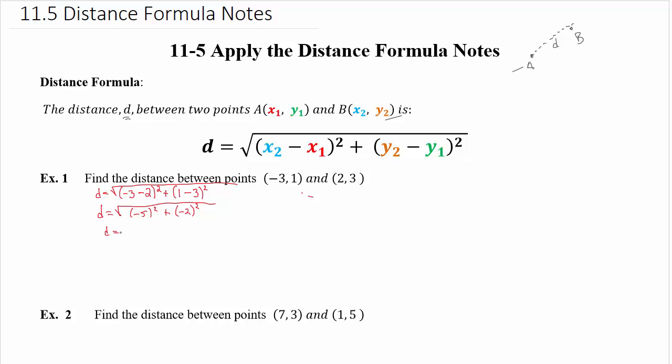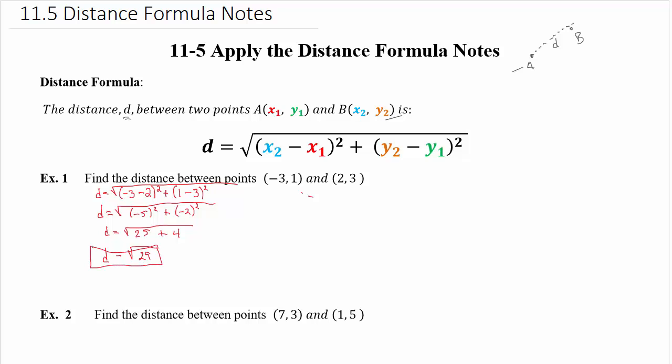So D equals the square root of -5 squared. Remember, whenever you square a negative, you get a positive. So 25 plus -2 squared, which is 4. And when we add these up, we get the square root of 29. So the distance between these two points is the square root of 29. The question is, can we simplify this? The answer is no, because 29 is prime, so we can't break this apart.